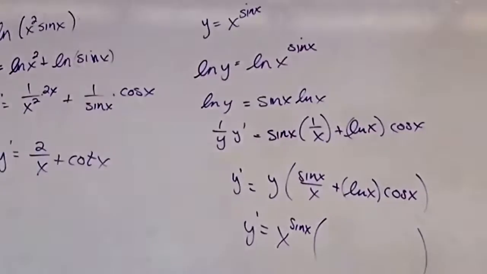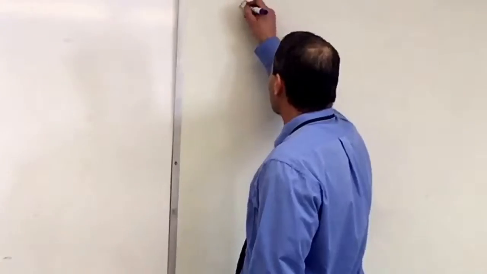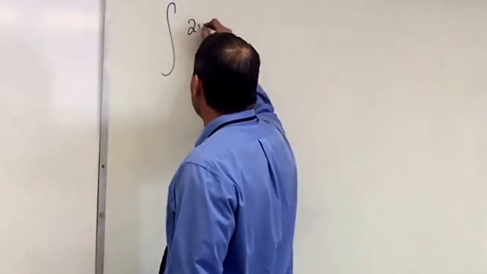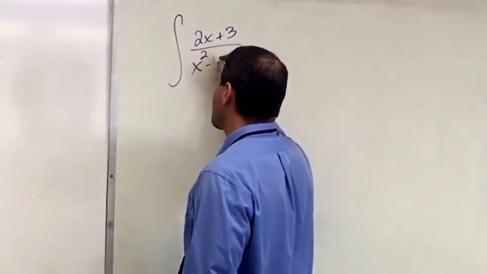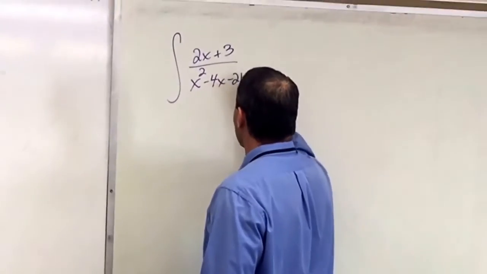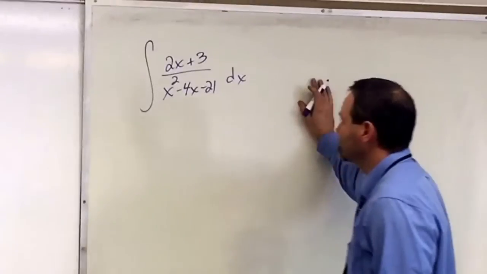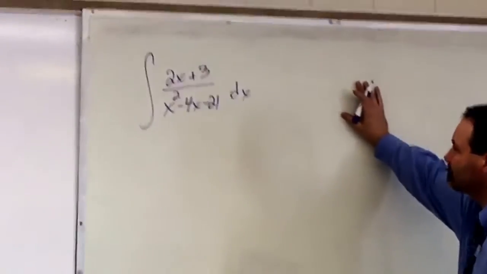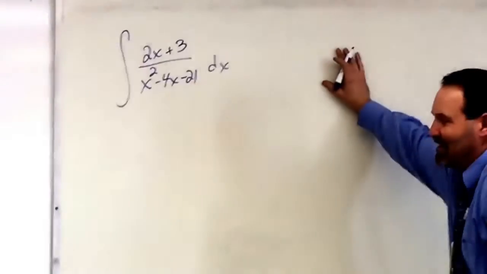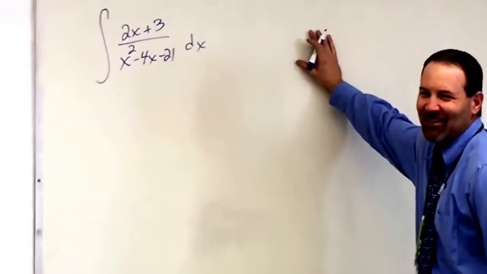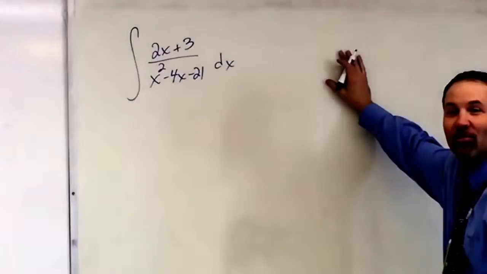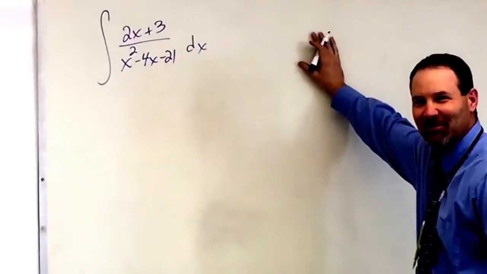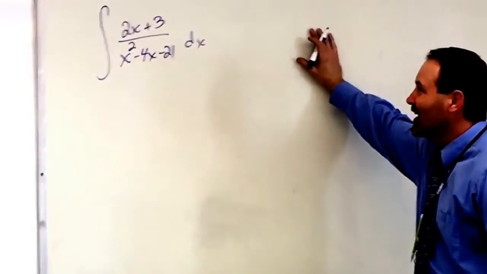Okay, so that's log derivatives. Now we're going to do integral stuff. Let's say we're going to integrate 2x plus 3 over x squared minus 4x minus 21 dx. Logarithm. It worked last time, didn't it? Does it work this time? No. Well, we'll need logarithms at some point in this problem. But that's not step 1. Partial fractions.